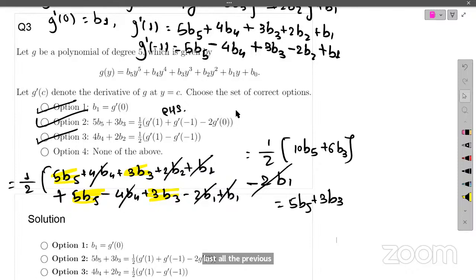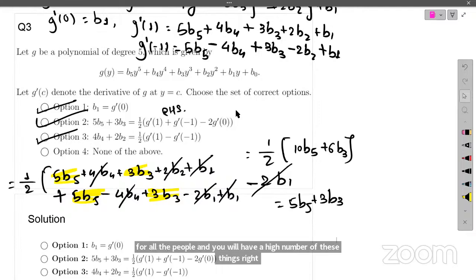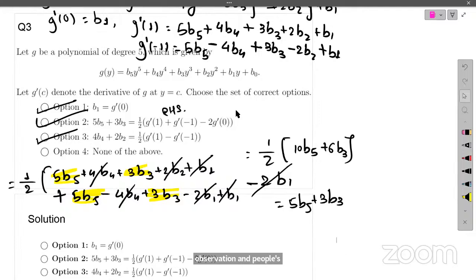From what I can observe, almost all people are having the same concern. You can take a poll for all the people and you will have a high number of these responses, right? My observation and people's suggestions are that other sources are giving more of a presentation and a pictorial way of teaching. What I am saying is totally different.